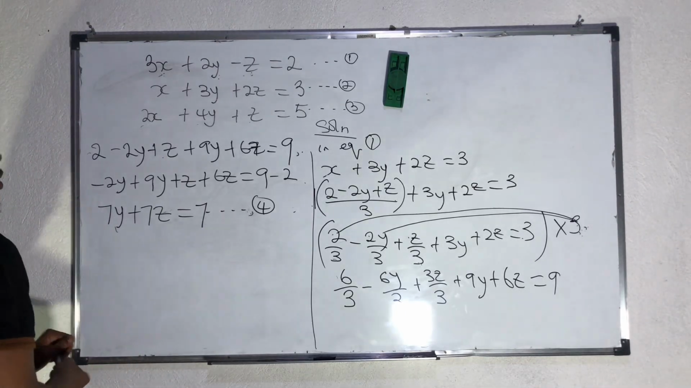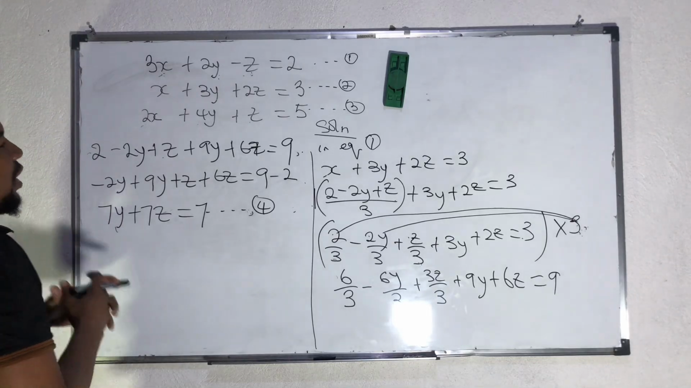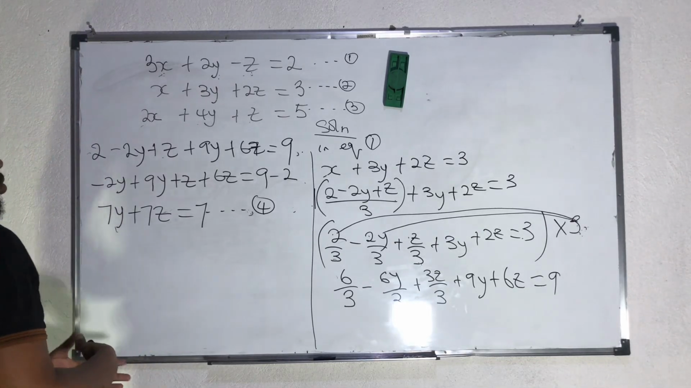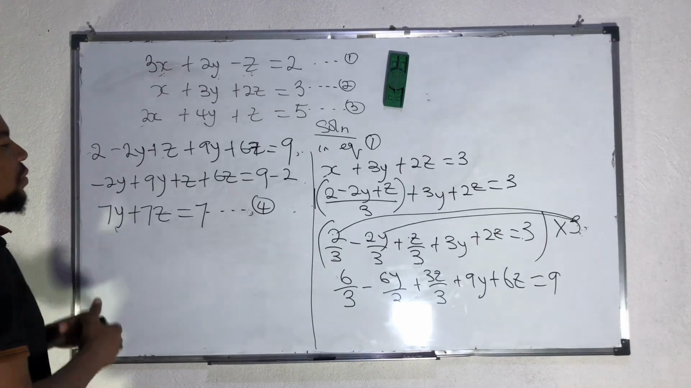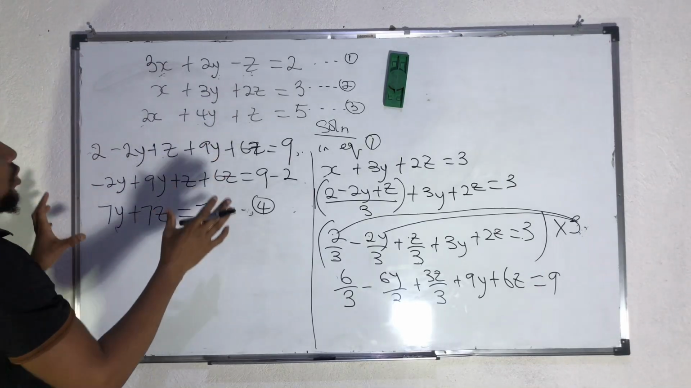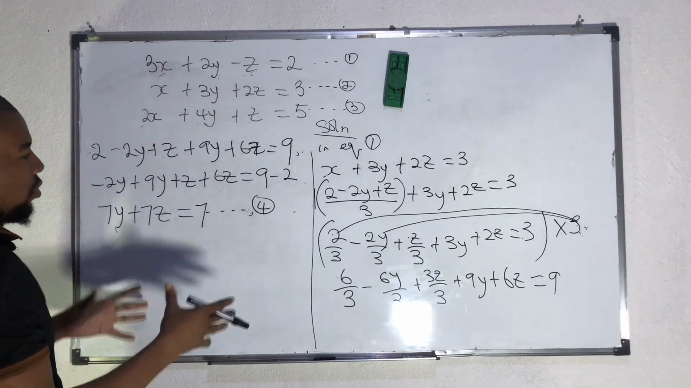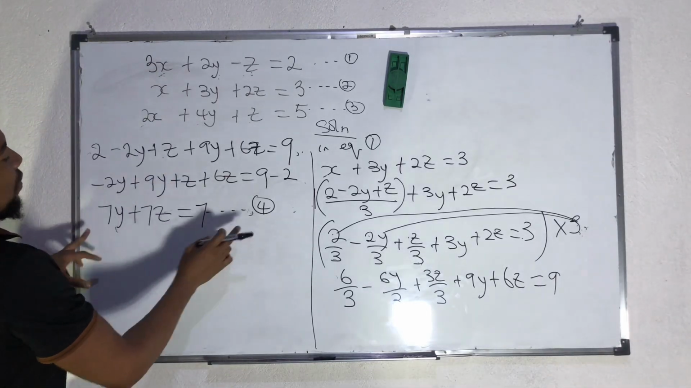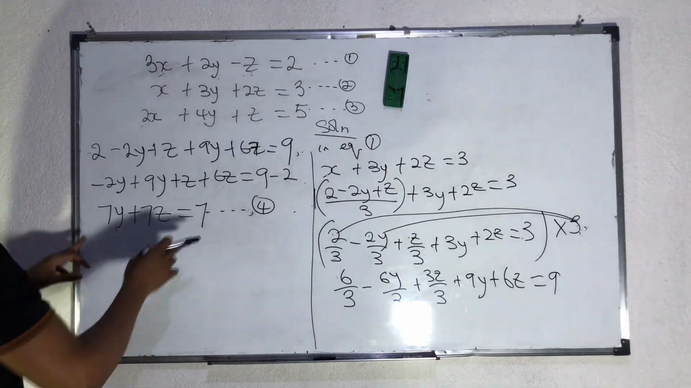I need you to know and understand that whenever you are dealing with simultaneous equations with 3 variables, whether you're solving it using elimination or substitution, you end up creating 2 more equations, making it 5 in total. You have 3 initially, plus the 2 more that you create either by elimination or substitution, and that will give you 5 in total. Now we have the fourth one here.